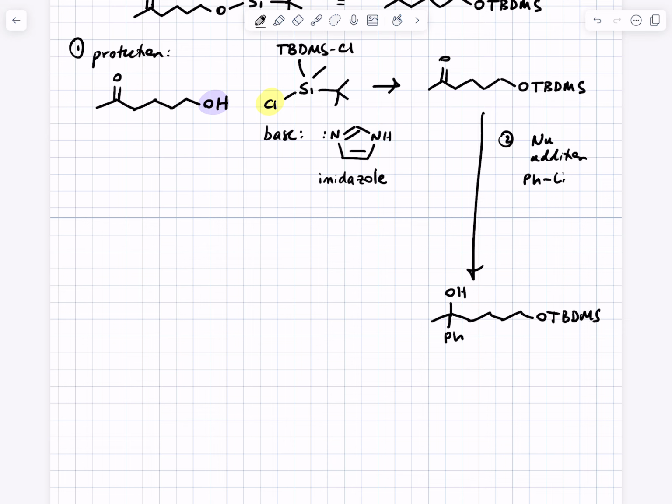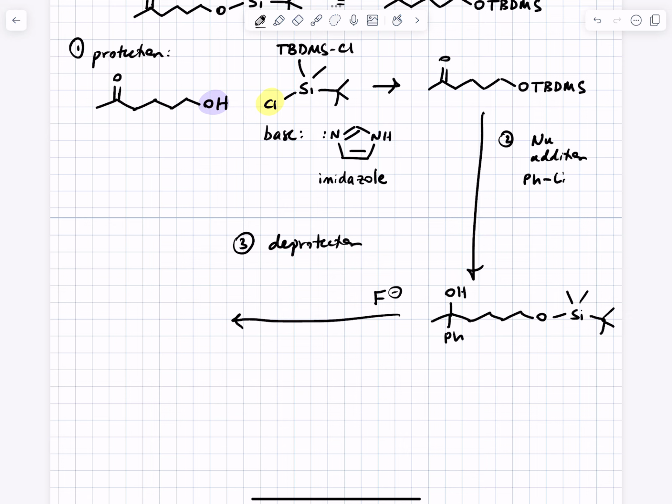Then we need to do the deprotection reaction. And again, this is going to be a substitution reaction, but it's going to involve using fluorine as the nucleophile. So just for fun, I'm going to draw out the tert-butyl dimethyl silyl ether so we can see it. It turns out that even though silicon-oxygen bonds are decently stable, silicon-fluoride bonds are even more stable.